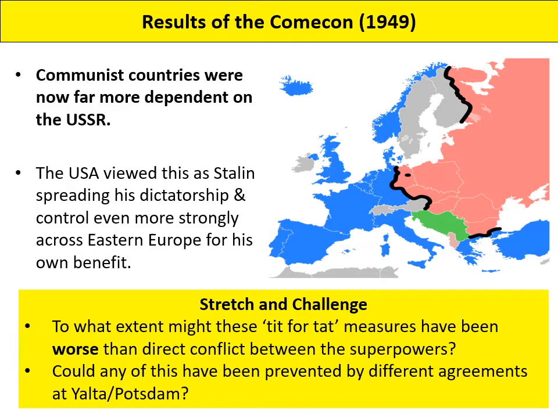Now, I've got a couple of stretch and challenges for you to be thinking about here. If you think about these tit-for-tat measures, in other words, the Truman Doctrine is passed and then the Cominform is passed. The Marshall Plan is passed, so the Comecon is passed. To what extent are these sorts of measures somehow worse than direct conflict between America and the Soviet Union?